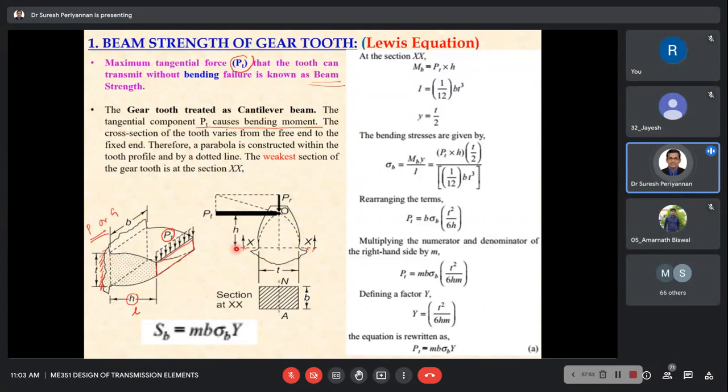Why is this the weakest section? He pointed out this is the weakest section, or region of interest. Please tell me why this section X is the weakest section or region of interest he assumed in his concept. Please, someone tell that.